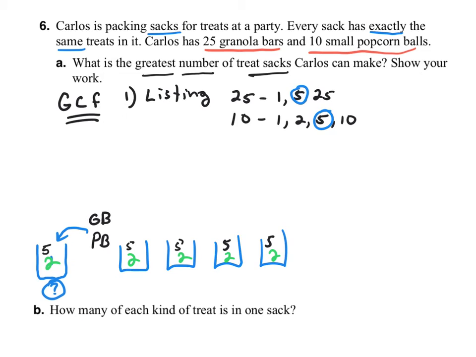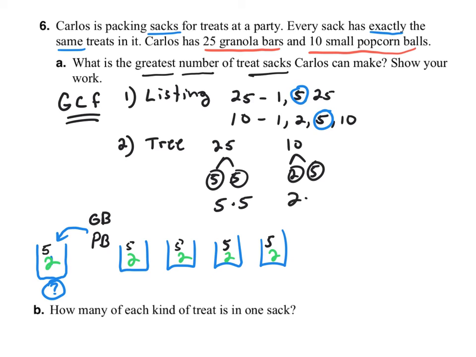The other way of doing the problem is by doing the tree method. And these numbers are pretty easy, but I'll show you the tree anyway. So 25 and 10. We break them down until each of the numbers on the string is prime. So 5 times 5. And remember, I circle them if they're prime. And then we have 10. We say 2 times 5.